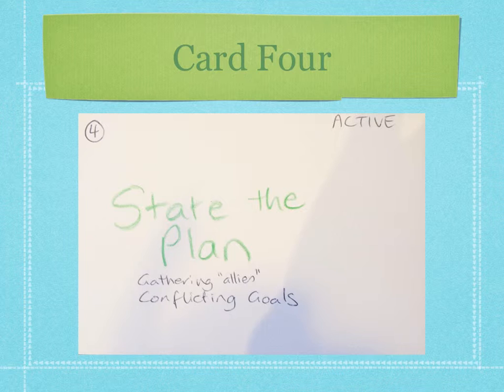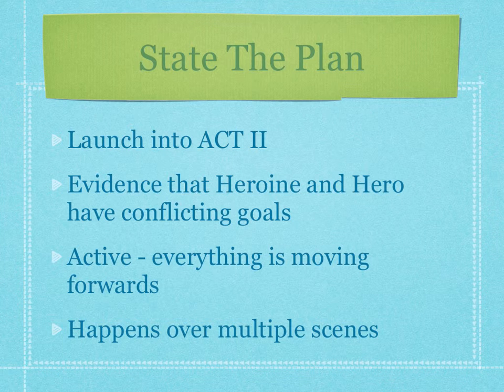In some writing books about structure, this section will be called Gathering Allies. It's where you start building your team and getting your team together. For a heist film, for example, this is where you start bringing all your experts in. So they are your allies. But in a romance, again, that might not necessarily fit your structure. So I've called it State the Plan or State the Goal.